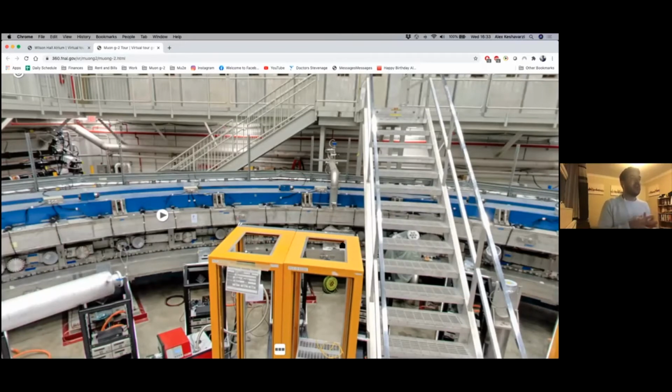Obviously, the muons need to be stored in a vacuum. There can't be any air in there. So that's quite an enterprise in itself.